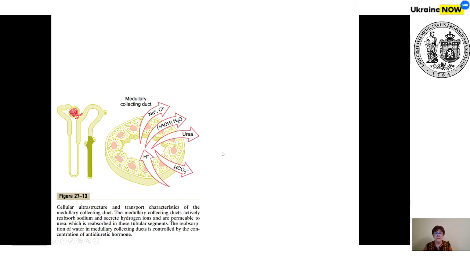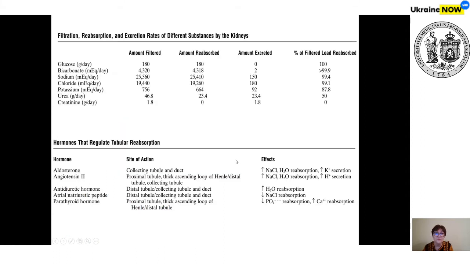collecting ducts. In collecting ducts, there are many channels that are sensitive to antidiuretic hormone, aquaporin channels. So reabsorption of free water takes place in this region, reabsorption of urea and bicarbonate also, and the secretion of hydrogen ions.